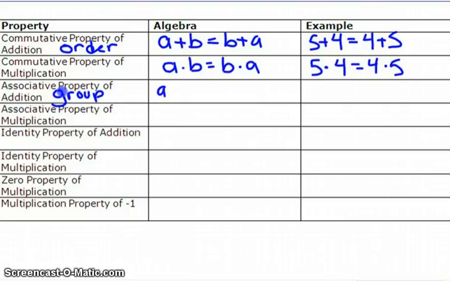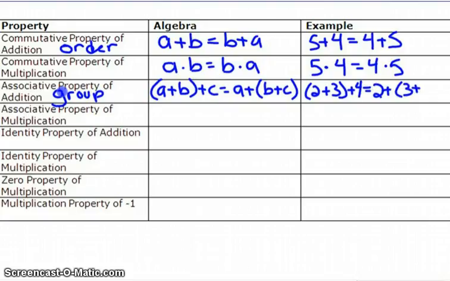If I have (a plus b) plus c, it should equal the same thing as a plus (b plus c). So we can use some numbers. (2 plus 3) plus 4 should equal 2 plus (3 plus 4). And this is 5 plus 4, which is 9. 3 plus 4 is 7, plus 2 is 9. Both sides equal 9. The associative property of multiplication is the same exact thing, except using multiplication instead of addition.